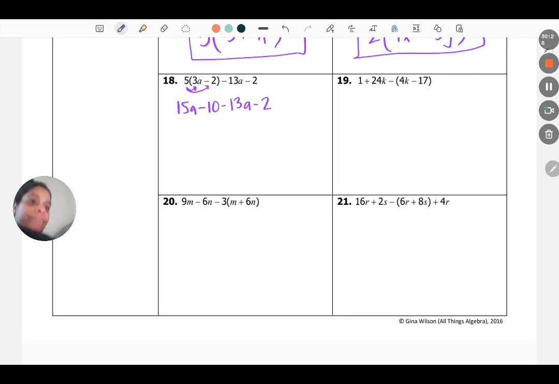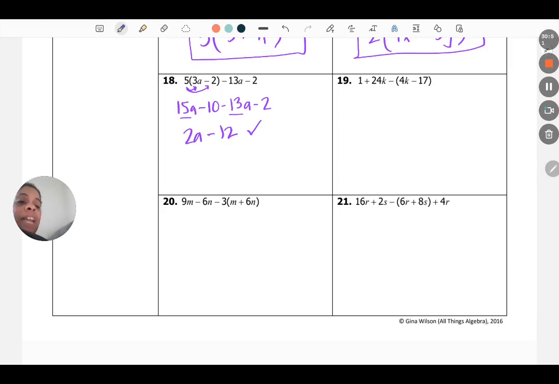All right. And then I'm going to simplify, or combine like terms. I have 15a and negative 13a. 15 is positive. So I'm going to end up with positive 2a. And then I have negative 10 and negative 2. 2 negatives together add. So it's negative 12. Good. I simplified or combined like terms.